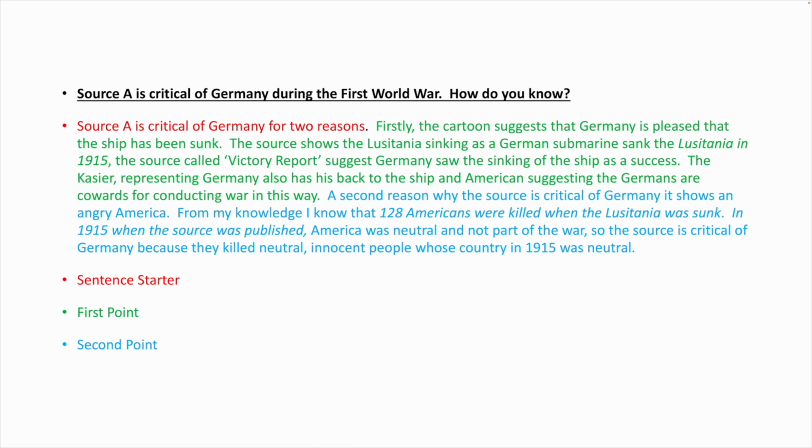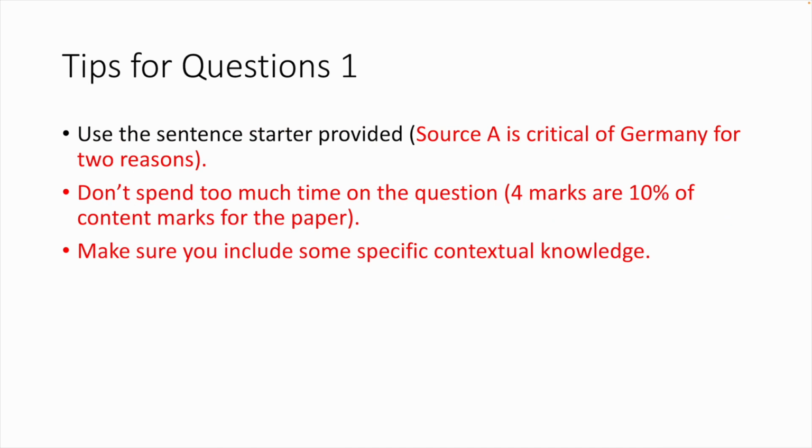So when it comes to answering this question, there's not a lot to it. We've just got to get to the point, okay? So if I'll give you any tips for question 1, first of all, use the sentence start provided. Source A is critical of Germany for 2 reasons. Make sure we're doing 2 reasons. That's going to get us to the top of the band. Don't spend too much time, however, on this question. It's only 10% of the marks. It's only worth 4 marks out of 40. So let's just get it done and move on.